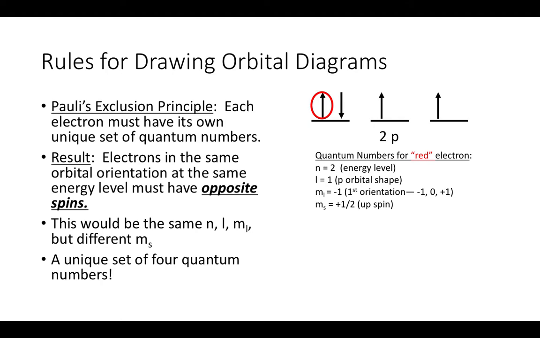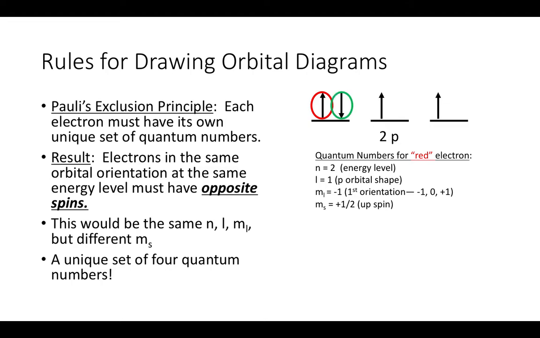Your M sub L, which is the orientation, and remember with 3 orientations, we have a -1, a 0, and a +1 orientation. The middle dash is always 0. To the left is going to be -1. To the right is going to be +1. So because we're in the first orientation, our M sub L is going to be a -1. And then our M sub S, the spin, is an up spin, so we assign it a +1/2.